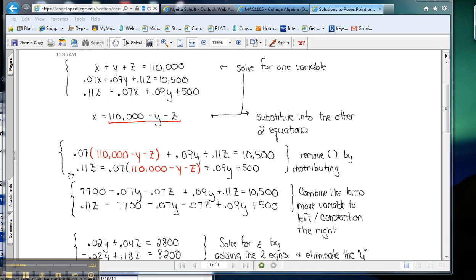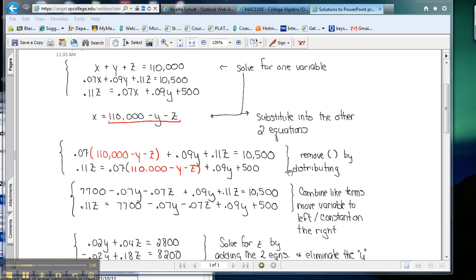From here, you want to remove the parentheses by distributing. Now the numbers get a little chunky, but you can go ahead and use a calculator if you need to. Ultimately, you are now going to have an equation that has only 2 variables in it. In this case, it'll be y and z. And the second equation here is going to have variables of y and z only.